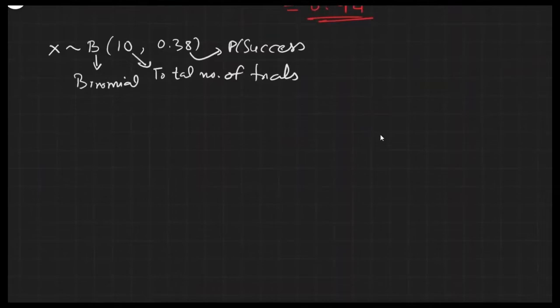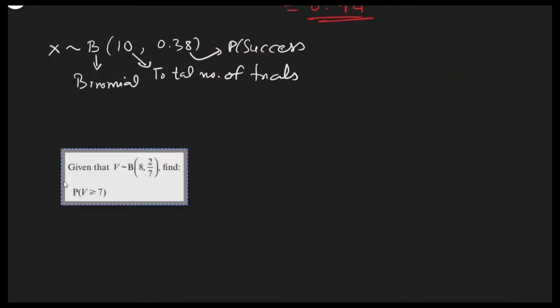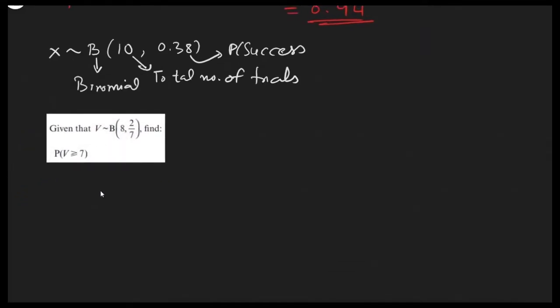Let me take one such example. Here it is. They have given this situation. V is a variable of a binomial probability distribution where the number of trials is 8 and the probability of success is 2 over 7. They're saying find the probability of V greater than or equal to 7. Out of 8 trials, we want 7 or more successes. That means 7 and 8 successes, right? So the number of successes should be 7 or 8.